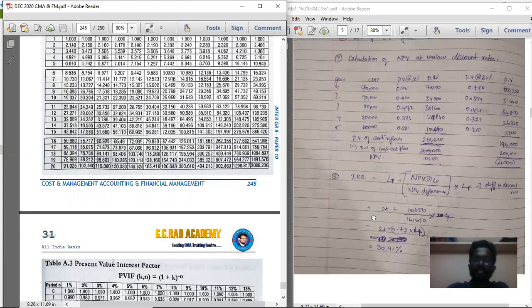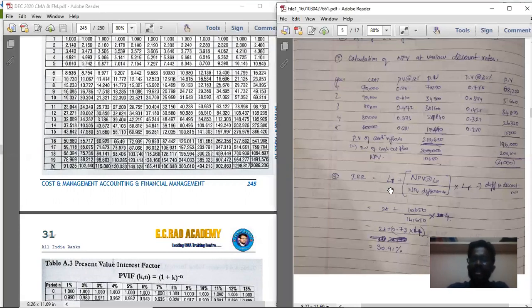So below that is equal to, what is LR here? LR is 28%, because higher rate is 32%, lower rate is 28%. So record 28 plus, open a bracket, what is the NPV at the lower rate? At the lower rate 28%, NPV is 10,650. So numerator record 10,650 divided by, what is their NPV difference?